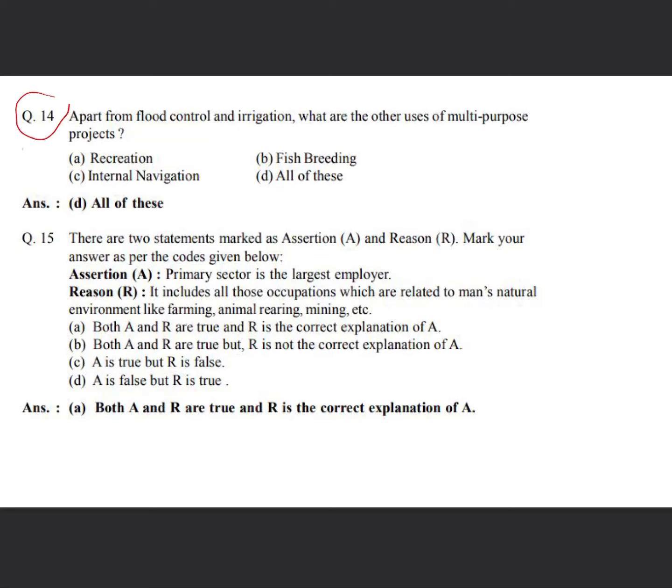Let us move towards question number 14. Apart from flood control and irrigation, what are the other uses of multi-purpose projects? Is it option A, recreation, option B, fish breeding, option C, internal navigation, option D, all of these. So the correct answer for this question is option D, all of these.